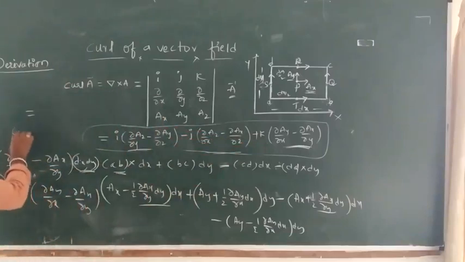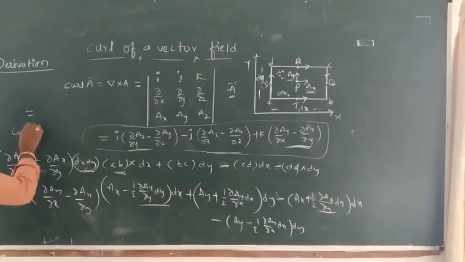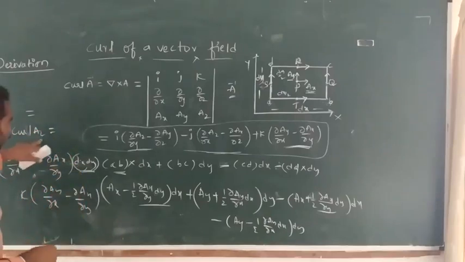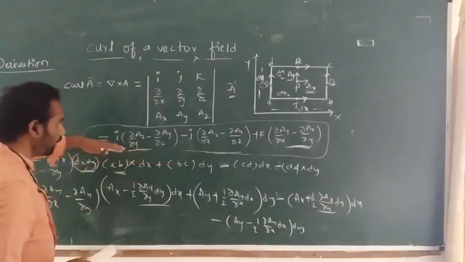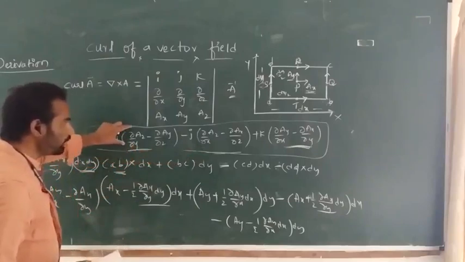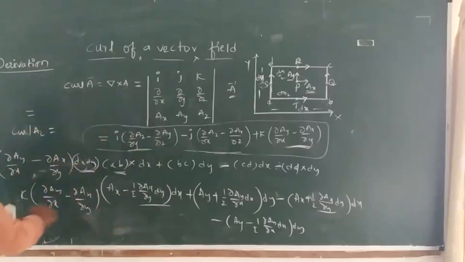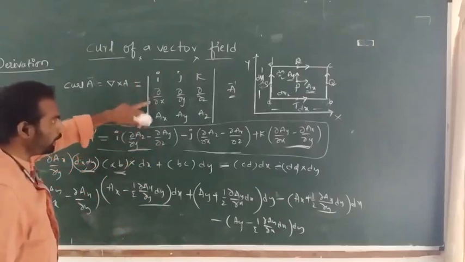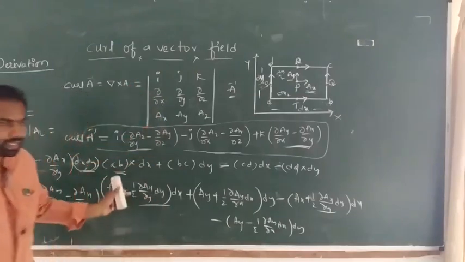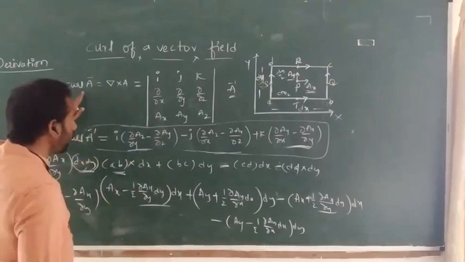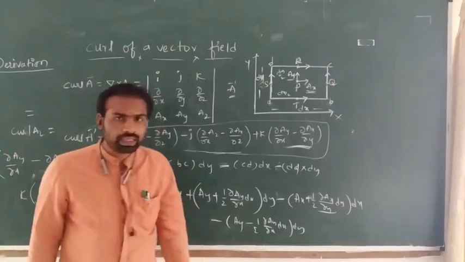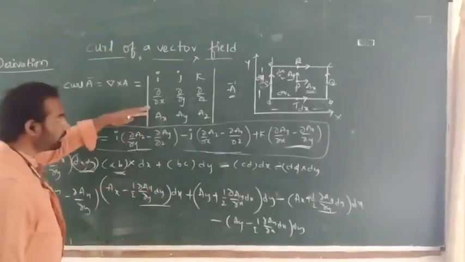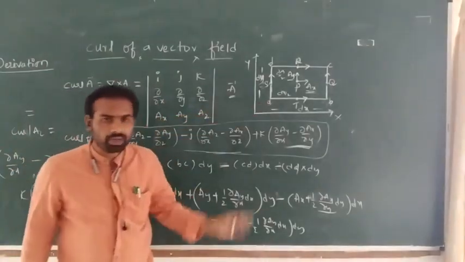Nothing but curl. We got the value of curl A along z is this component, multiplied by k. Similarly, curl along y, we will get this value, and similarly curl along x becomes this value. So entirely by adding all the things, we get curl A bar equal to this value. Like this we prove curl A, del cross A. By using this diagram, we prove this.